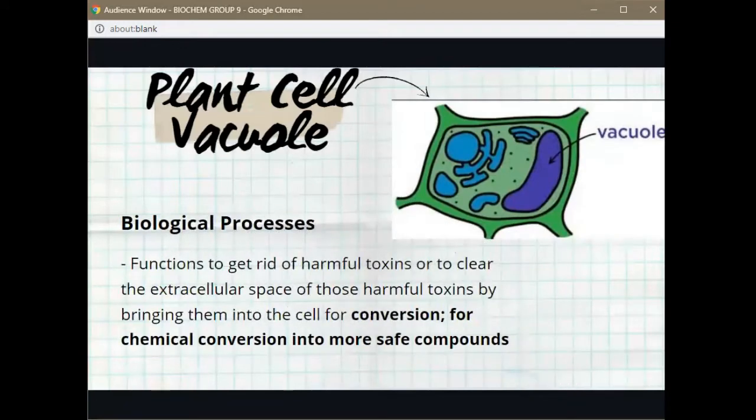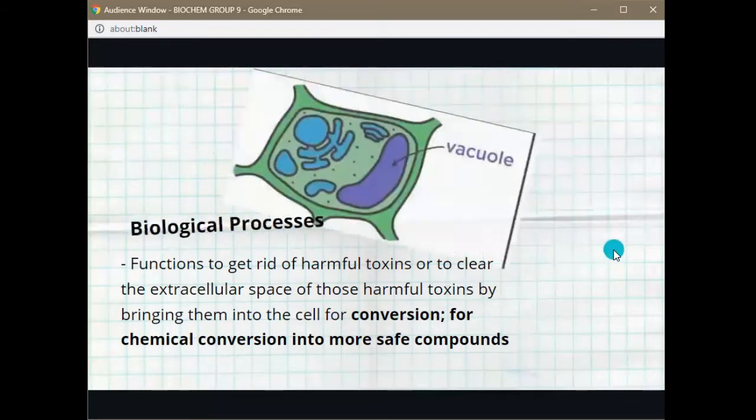Sometimes a vacuole's function is to get rid of harmful toxins or to clear the extracellular space of those harmful toxins by bringing them into the cell for chemical conversion into safer compounds. These functions are carried out by different vacuoles in the same cell, one serving as a compartment for breaking down materials and the other storing nutrients, waste products, and other substances. That would be all. Thank you.